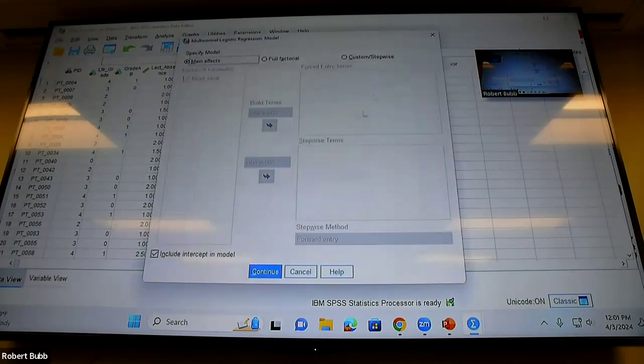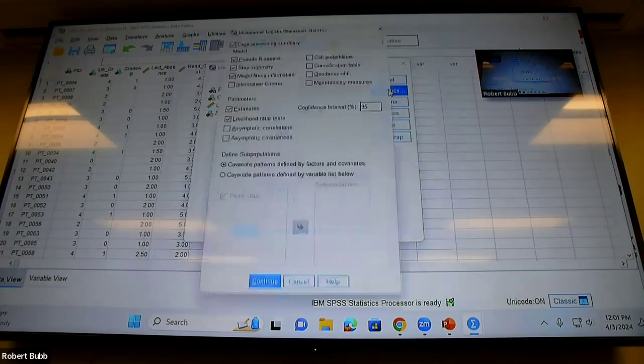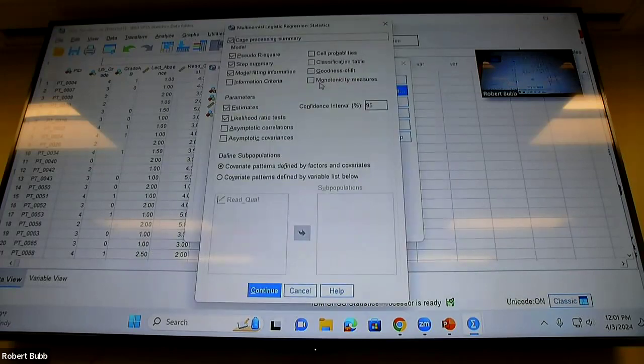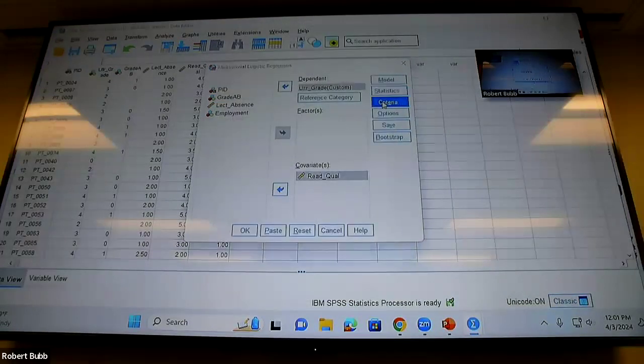There is something that we need. It's not in the model, it's just statistics. Oh yeah, make sure you get your goodness of fit test. You can also get classification tables and stuff too. You can play with those if you want to, but we definitely need our goodness of fit test. So check that box. And I think that's all we need here. Just double check really quick. No, we're good there.